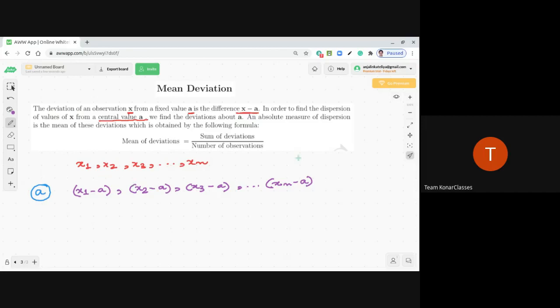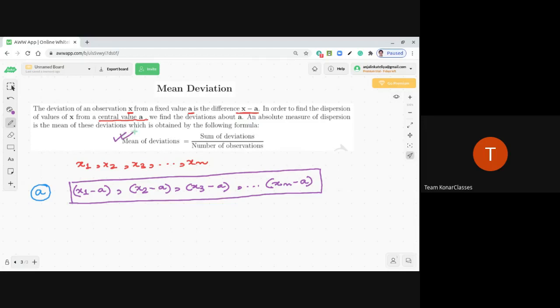Then the absolute measure of dispersion is the mean of these deviations. So we need to find the mean of these observations. How can we calculate it, dear students? That is very simple. You add all of these: x1 minus A plus x2 minus A plus x3 minus A up to plus xn minus A, divided by the number of observations. That is the mean of deviations.